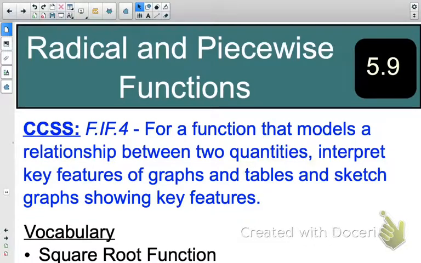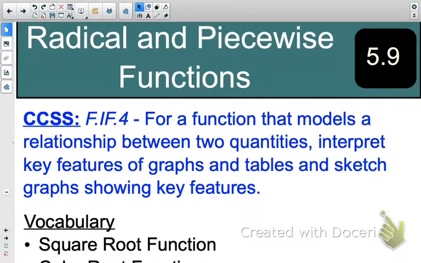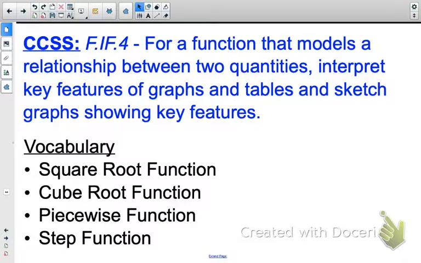Welcome back, everybody. Today we're going to finish out Chapter 5, and we're going to be talking about piecewise functions. Last time we talked about radical functions, and now we're going to look at piecewise functions and step functions.